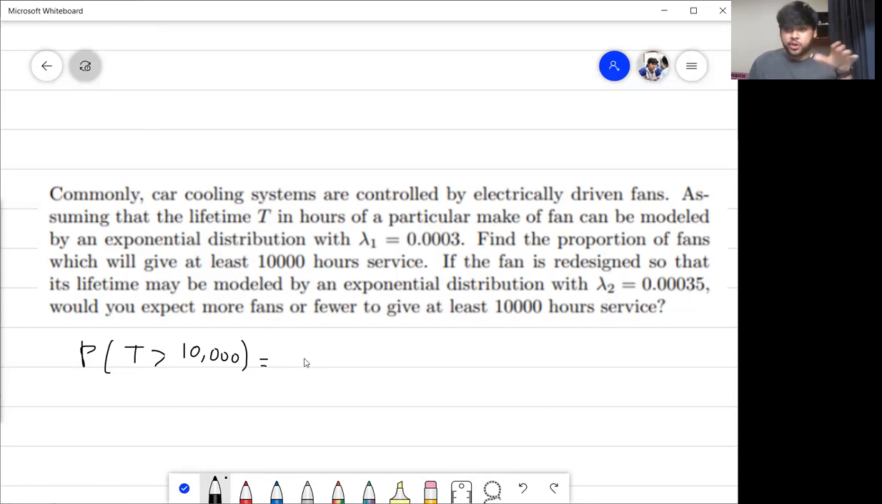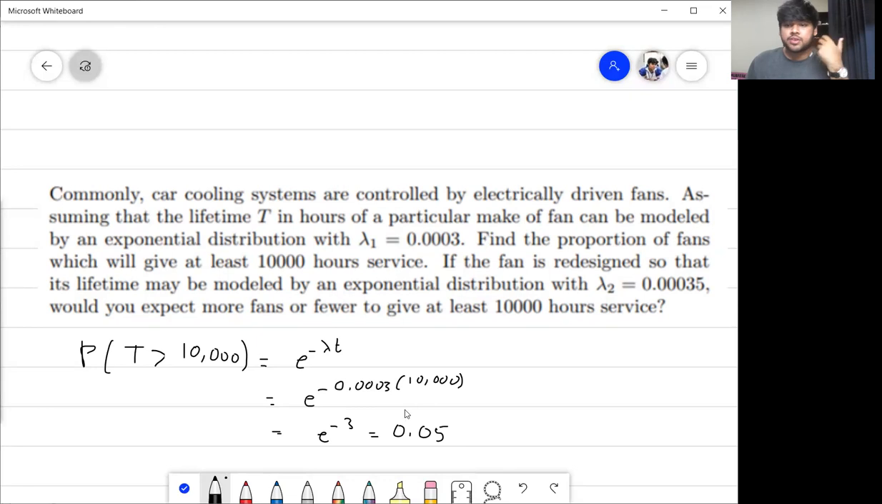Because it is exponential, the general form of an exponential distribution, if it's greater than a certain value, the formula will be this, right? If it's lesser than a certain value, it will be 1 minus this value. Just keep a note of that. Because this is greater than 10,000, this will be e to the power minus, the lambda they've given me is 0.0003, times 10,000, which is what we have to calculate. What I have to essentially calculate is e to the power -3, and that is approximately 0.05, right? So I'm done with part 1.